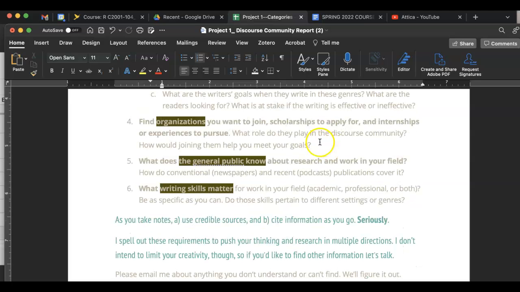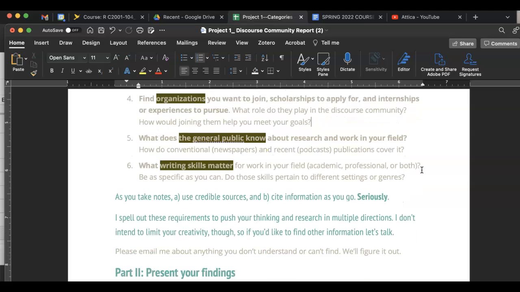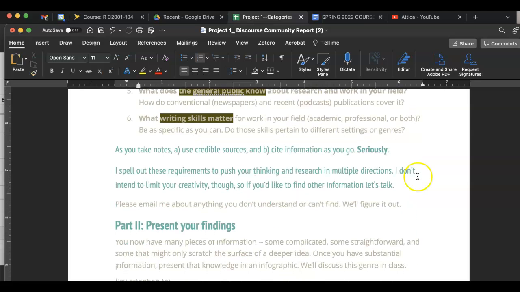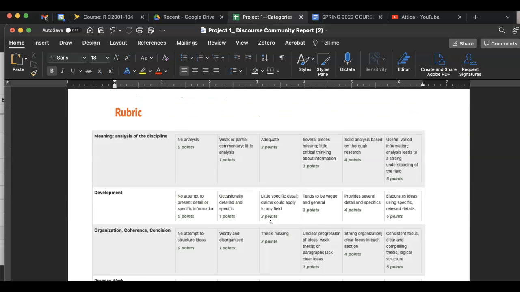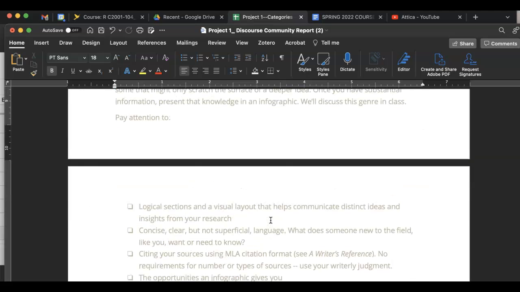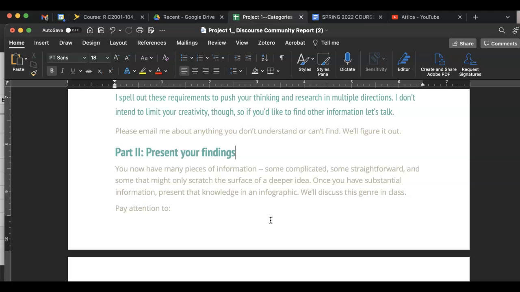So I wasn't necessarily bothered by the lack of a length requirement per se, because it's a living, breathing document that will be a lot bigger in May than it will be at the end of this month, or by tomorrow. So okay, and then present your findings. This is part 2, if you will.